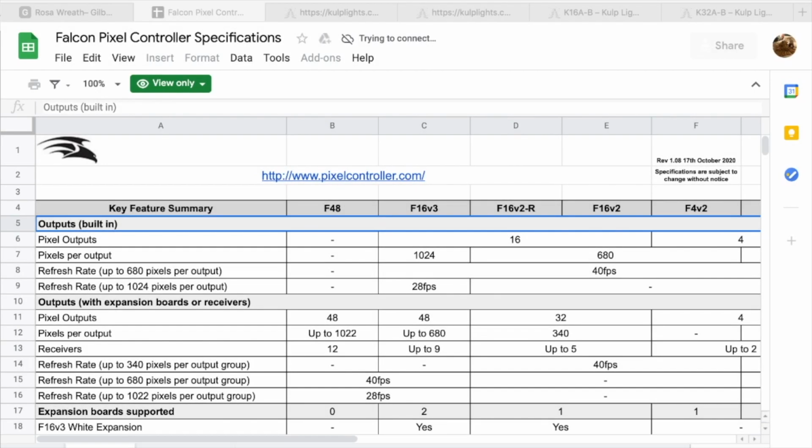Next, we review controller specifications. If you're very familiar with your controller and want to skip to the next section, go to the controller output and power calculation section of this video. On to the controller specs.